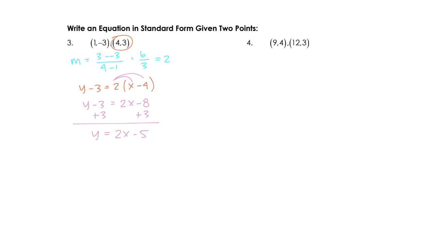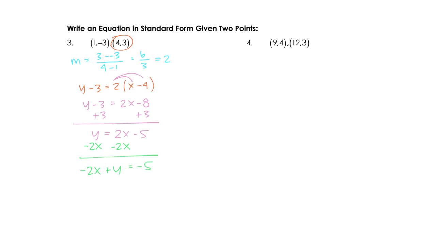Oh, first of all, there are no fractions on this one, which is great. We don't have to get rid of a fraction. So we get to bypass that step. However, we do need to move the x value to the other side. So we're going to do that by subtracting 2x from both sides. So we have negative 2x plus y equals negative 5.